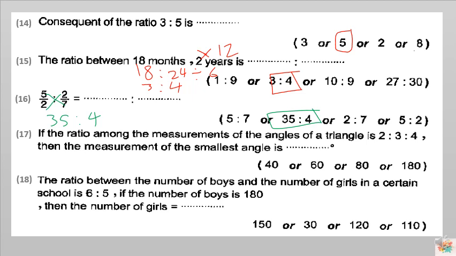Number 17. If the ratio among the measurements of the angles of a triangle 2 to 3 to 4, then the measurement of the smallest angle. ركز ان انا معايا triangle والتراينجل لازم يديني اي واحده من الانجل. طب هو ما ادانيش، فالمعلومه ثابته معاك اللي انت دايما لازم تكون عارفها ان sum of angles of triangle equals 180. Sum of angles of triangle equals 180.